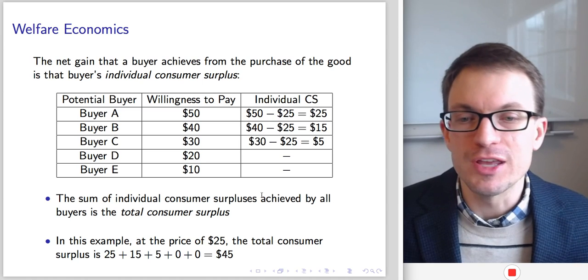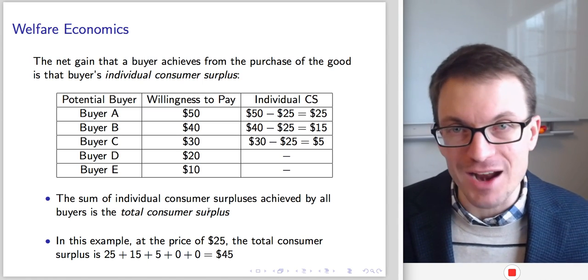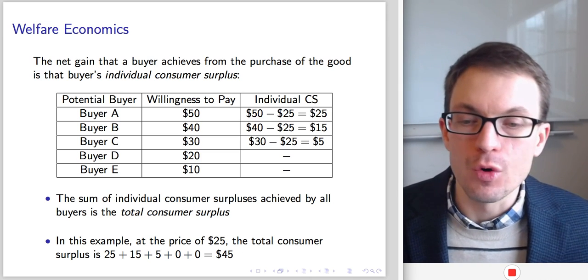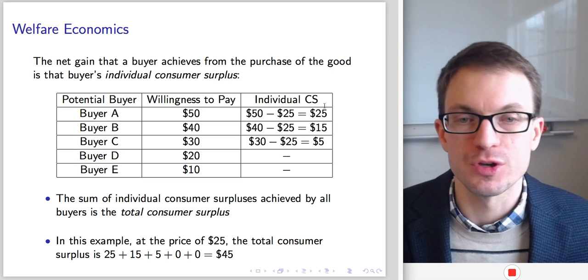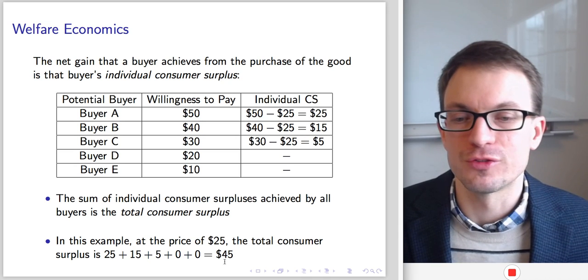Now, the sum of individual consumer surpluses achieved by all, in the aggregate, is total consumer surplus. So at a price of $25, total consumer surplus is $45. Right? We're just adding up the individual consumer surplus from the 3 who purchased the good. Total consumer surplus is 45.